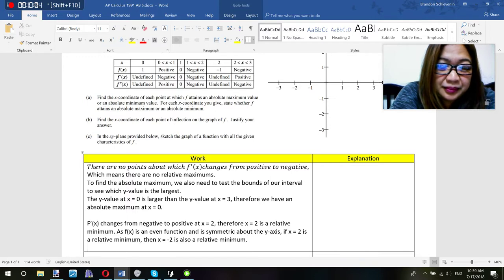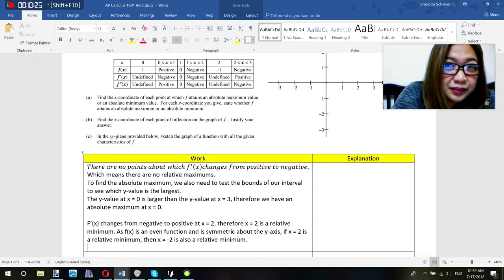That's not all for absolute minimum though. I also need to test the start point and the end point. My start point has a y value of 1. My relative minimum at 2 had a y value of -1, so I know that the relative minimum is less than my start point. But what about the end point? Because it just says negative, how do I know that that negative value is going to be above or below -1?